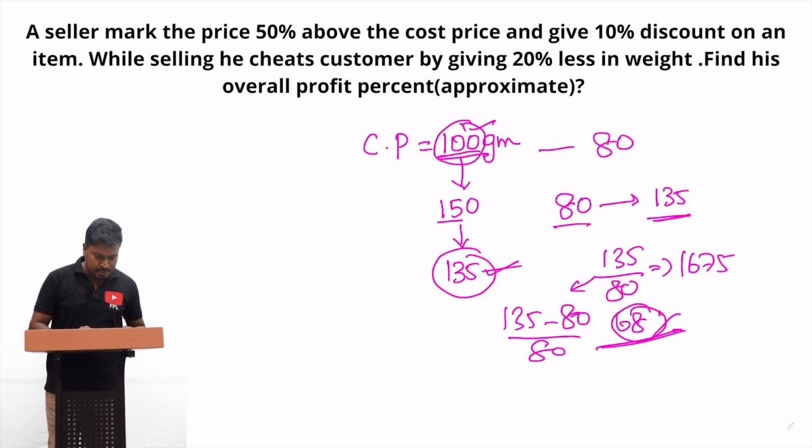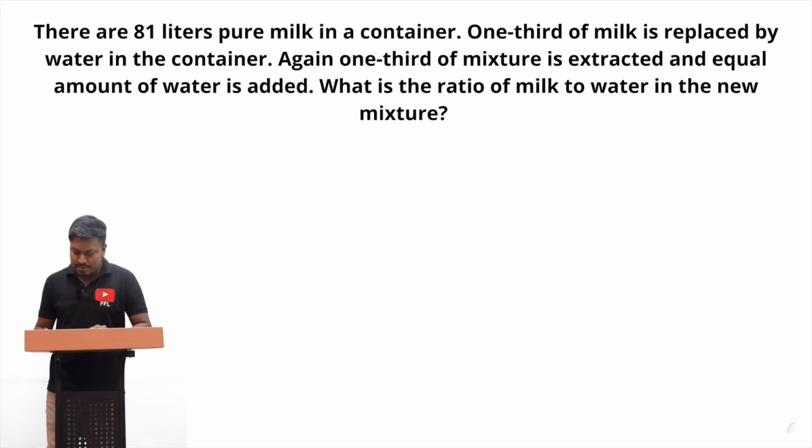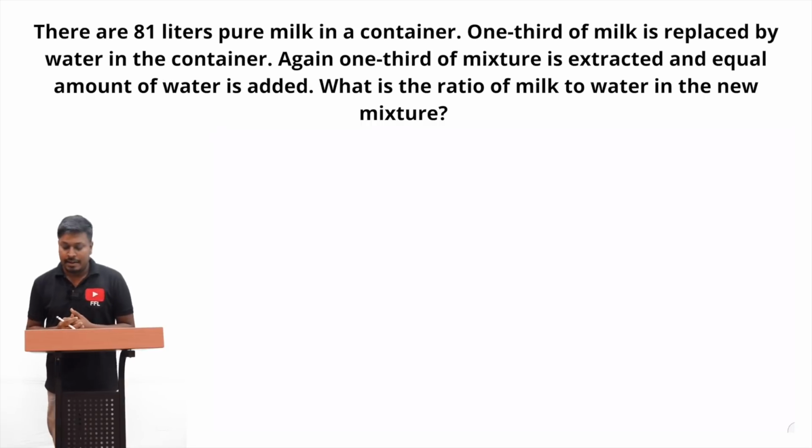So next question is what? Yes. There are 81 liters of pure milk. It is based on alligation and mixture, right? So there are 81 liters of pure milk in a container.